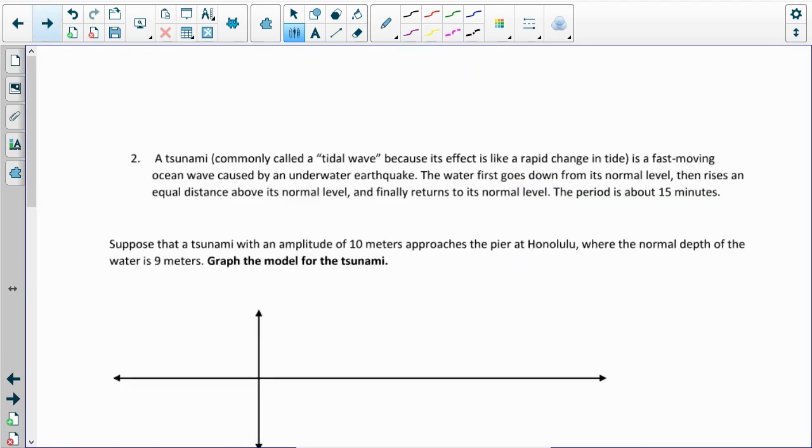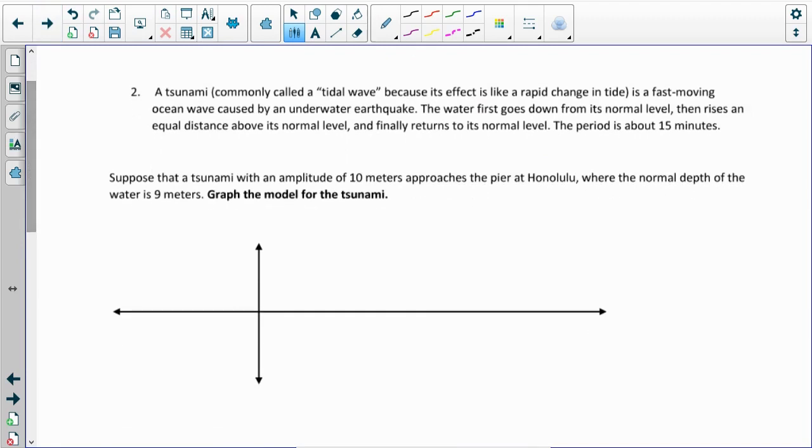Next problem, a tsunami, commonly known as a tidal wave. You can read all that for your edification. Water goes down from its normal level, then rises equidistant from its normal level up. So let's suppose that a tsunami with an amplitude of 10 meters approaches the pier in Honolulu where the normal depth of the water is 9 meters. Okay, so that would be 9 meters above sea level. So we would put a 9 here, 19 here, and negative 1 here.